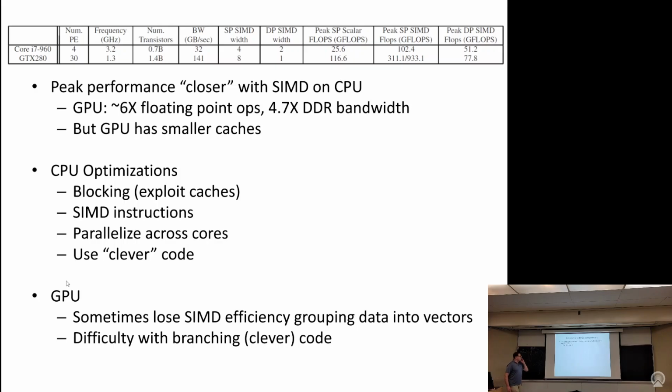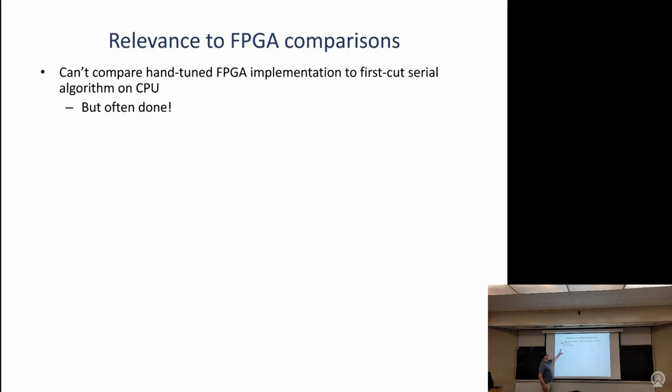Okay, so what's the relevance to FPGA comparisons? You already summarized it super well, right? You can't compare a hand-tuned FPGA implementation to the first cut serial algorithm on a CPU, but I see that people do that all the time in papers. Not every paper, but it's very common. Or they don't even say where they got the CPU code from. They just say I ran on the CPU. It must drive CPU architects insane. So don't do that. You'll drive them mad.